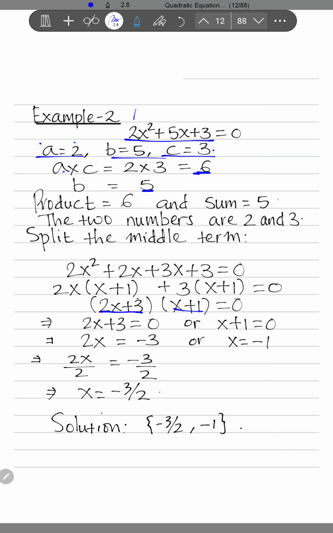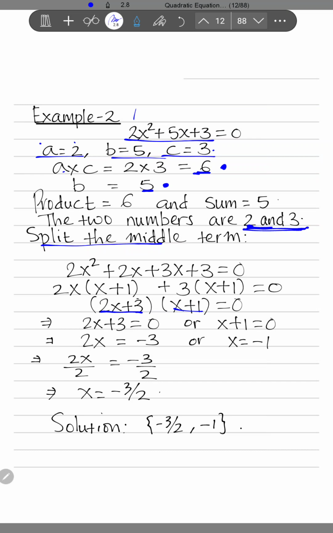Can we find the two numbers in which their product is 6 and their sum is 5? Yes. What are these two numbers? 2 and 3. Check. Is 2 times 3 6? Yes. Is 2 plus 3 5? Yes. Now, the next thing we do is split the middle term into these numbers.